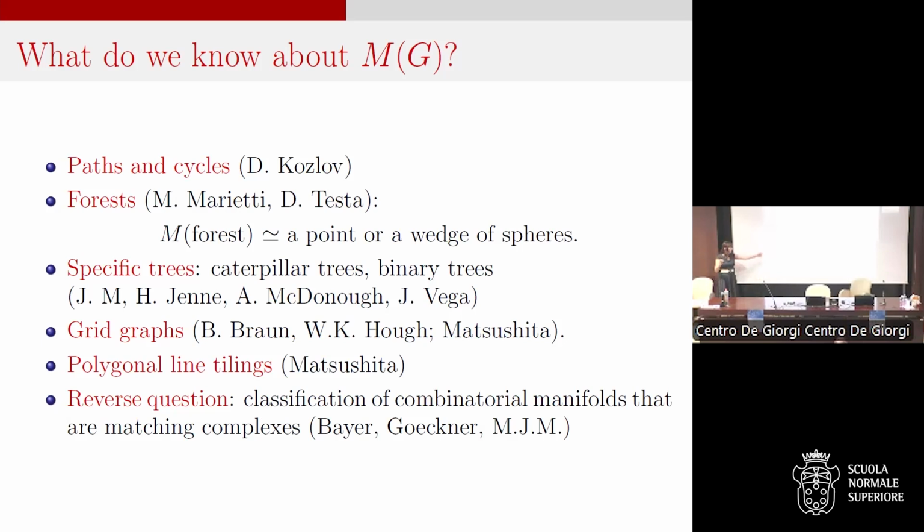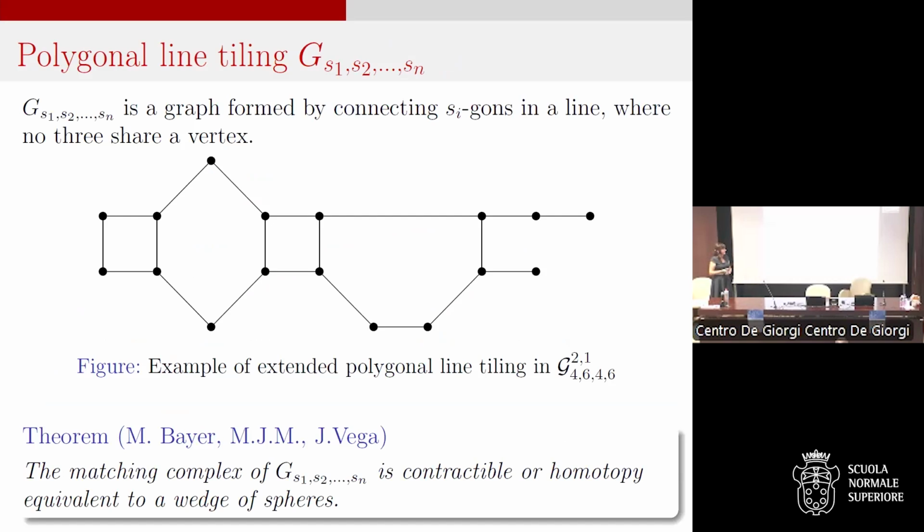And a few years ago, we asked a reverse question. We know that everything can be an independence complex. So what can be a matching complex? For example, which combinatorial manifolds are matching complexes? And we gave complete answers, so we know now which combinatorial manifolds with or without boundary are matching complexes. But that's not the topic.